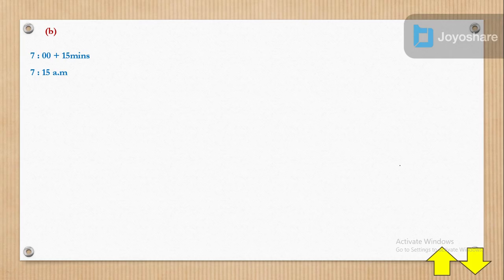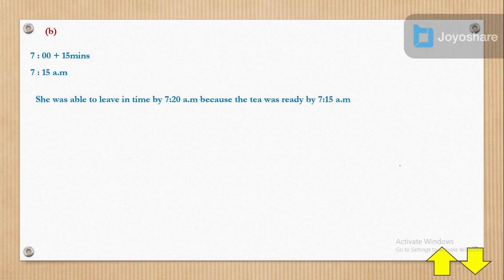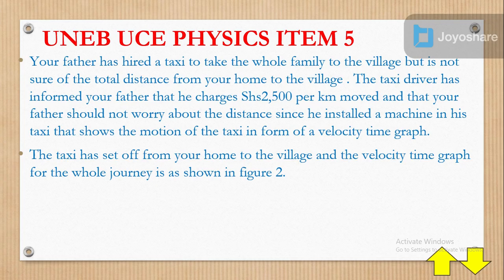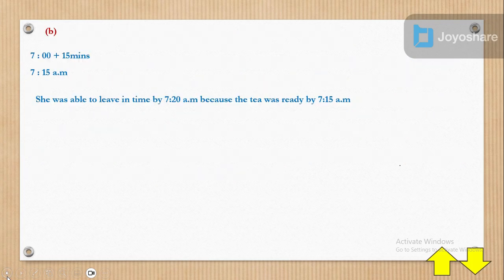Okay. So I will say she was able to leave in time by 7:20 because the tea was ready by 7:15. Yeah, as simple as that. Okay, I think let's first of all end there.